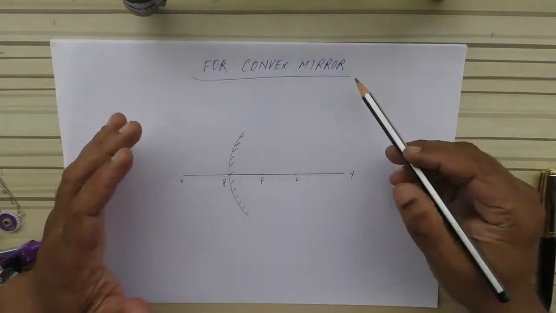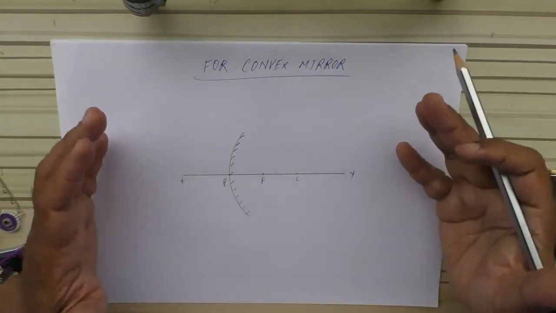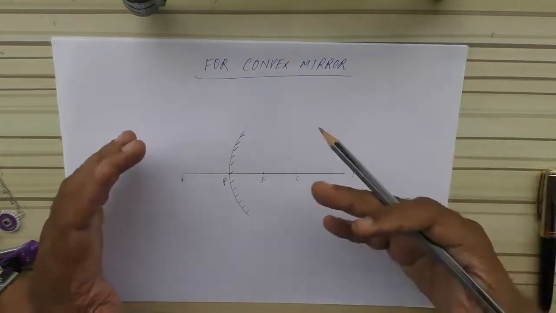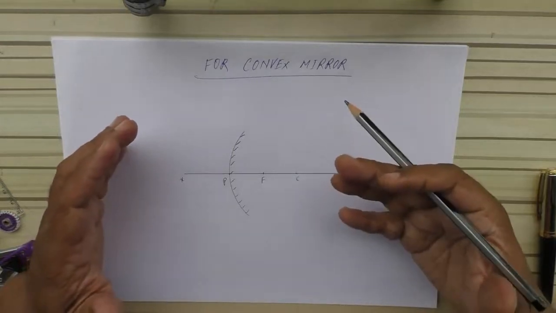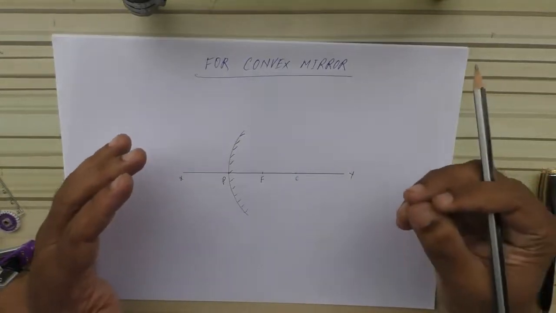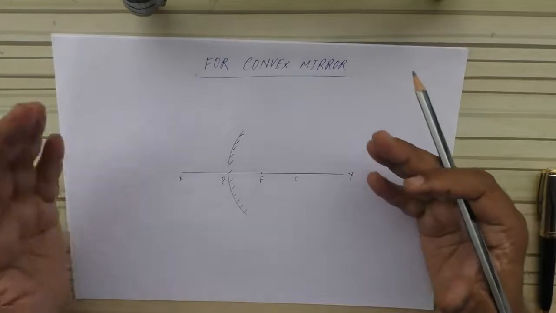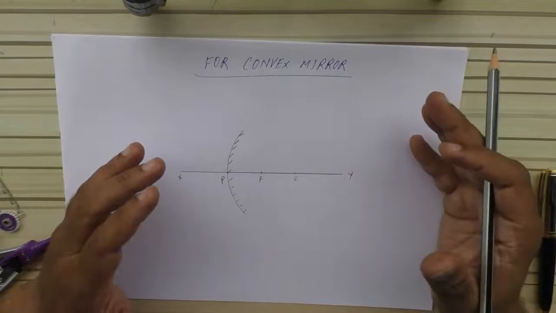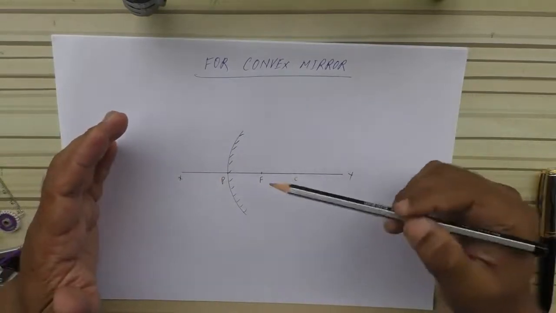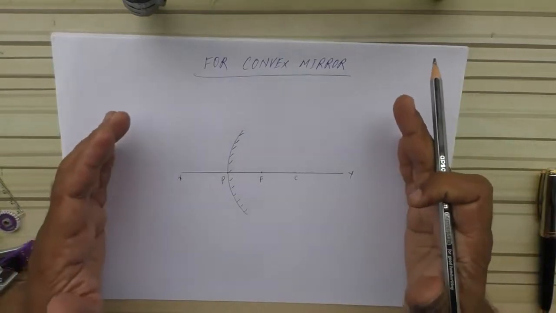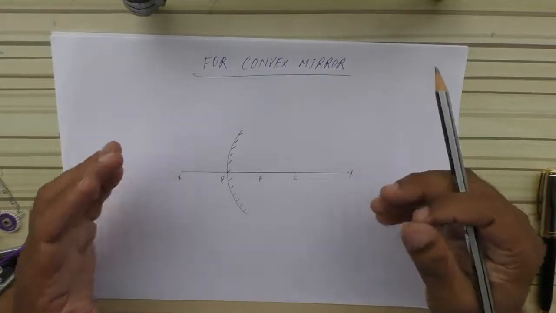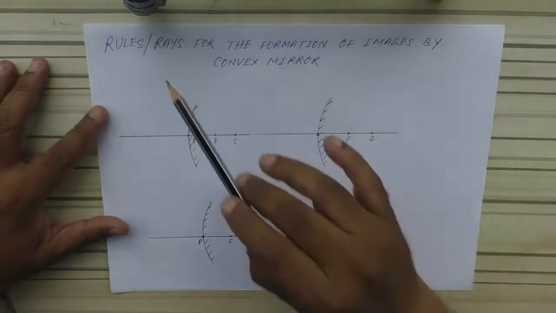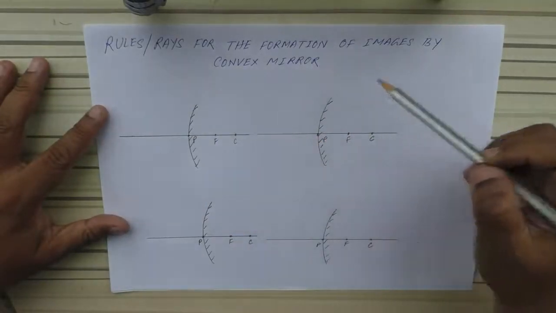For convex mirror, we will draw around 4 diagrams, 2 for one position and 2 for the other position. First we will draw for infinity, where the object is placed at infinity, and second we will draw for an object placed anywhere in front of the convex mirror. For that also we'll draw 2 diagrams. So if you follow this measurement and you are ready with such diagrams, along with the video you can draw these diagrams quickly.